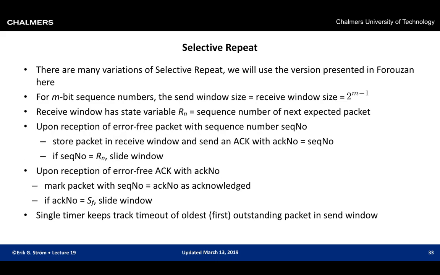For selective repeat, we have a send window and a receive window which are equally large, 2^(m-1). So if m is equal to 4, for instance, that is 2 to the power 3, so we have size 8 in both transmit and receive. Then the logic is slightly different here, and that has to do with the interpretation of the acknowledgement.